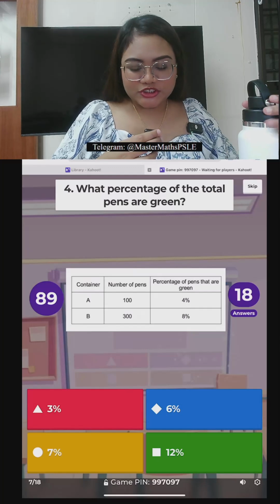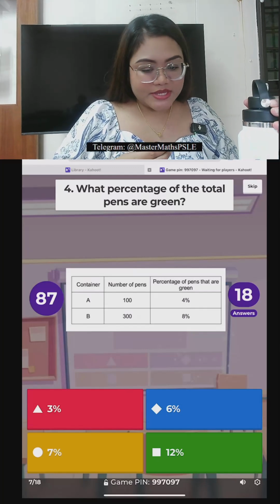Yeah, it's a long question. You got to work it out. Okay? This is a past PSLE question.